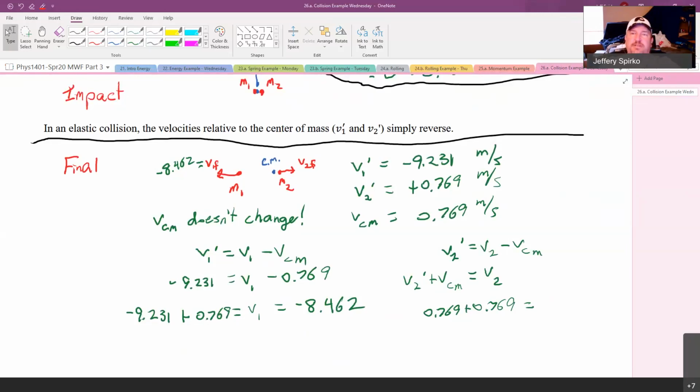Now that I've done it in a spreadsheet, I have for myself an elastic collision calculator that I can use to help answer homework questions and help figure out how to help you guys in more of a tutoring situation. That comes to 1.58 meters per second. So that's this one.